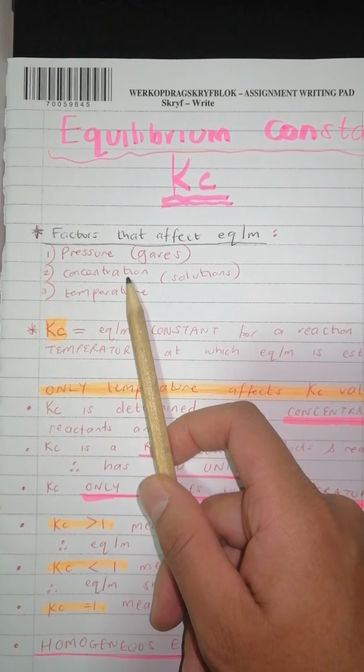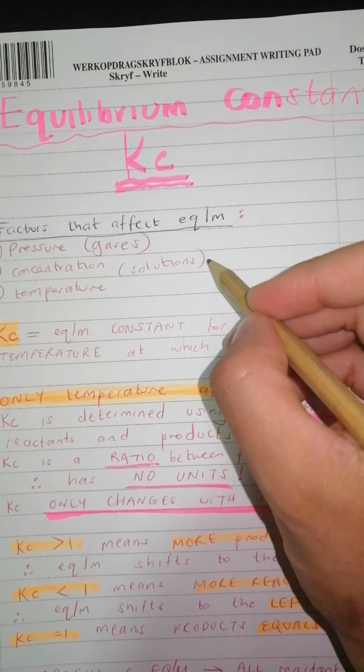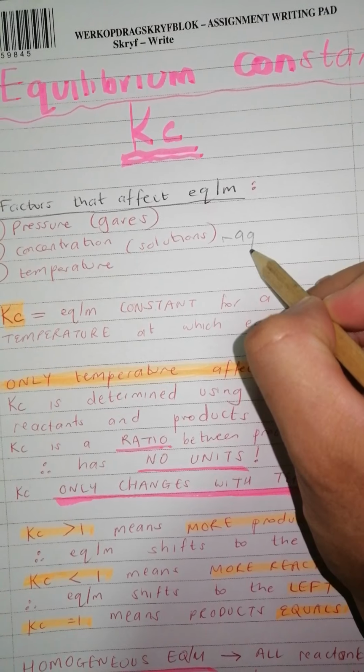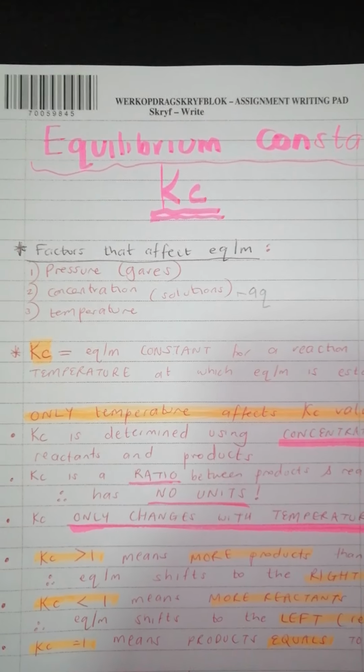The second thing is concentration, and concentration only applies to solutions, which is actually something that is aqueous. So if you see that AQ, that is for solutions. And the third thing that affects equilibrium is temperature.